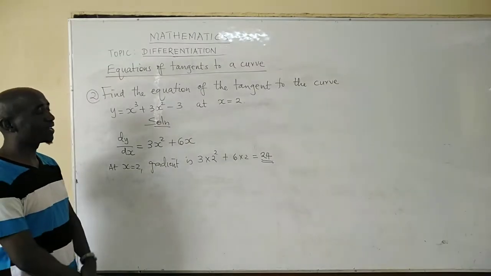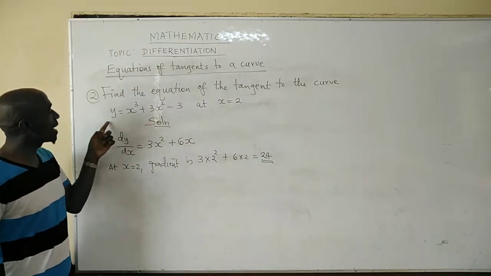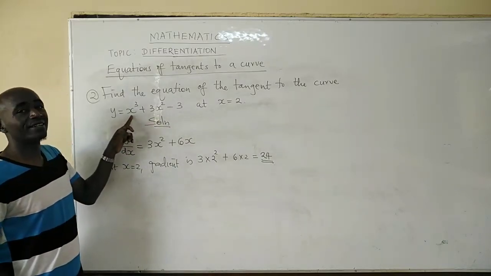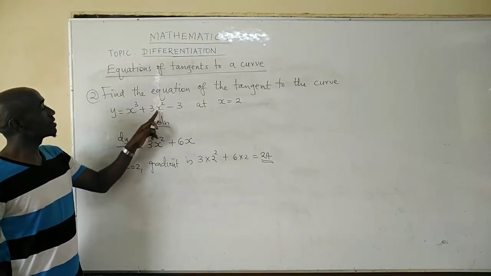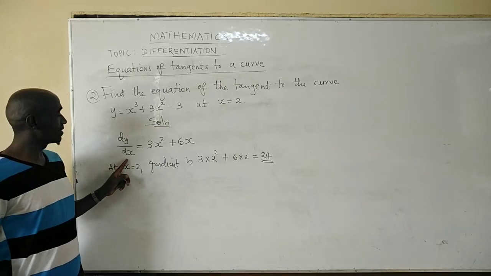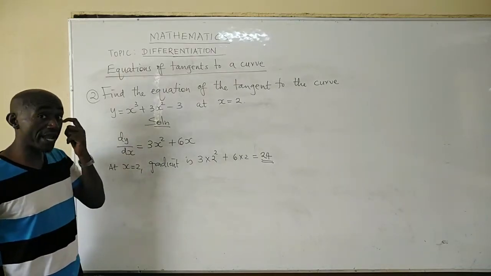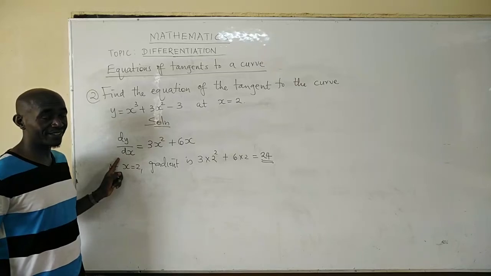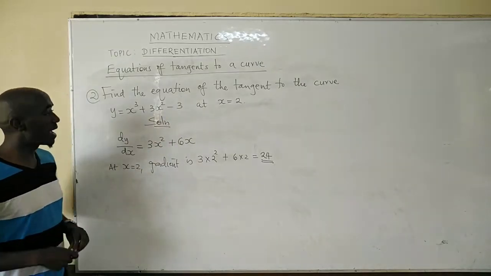And how do you get the y coordinate? You use the original equation. Y is equal to all of this. So you just replace x with 2, then you get y. Don't use this because this is dy dx, this is not y. We are looking for y, not dy dx. So you replace x with 2 here to get the y coordinate.